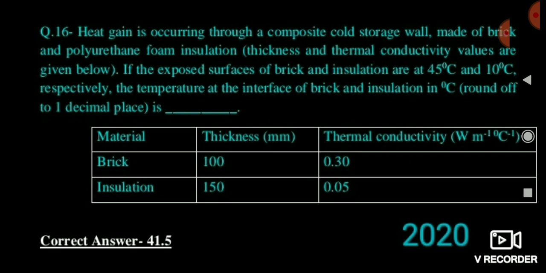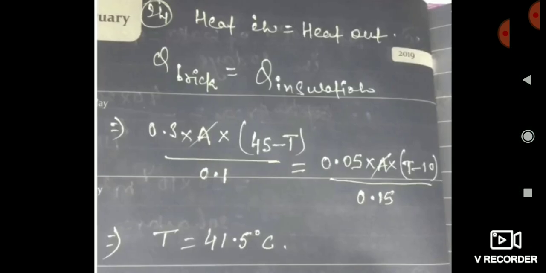Means you have to remember this concept: when two surfaces come into contact with each other, the contact surface temperature of both surfaces will be the same. So here we can assume that the contact surface temperature is T. We can assume it as T. Now you see the solution. What to do? It is very easy.